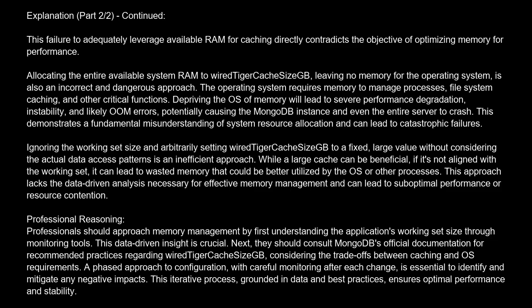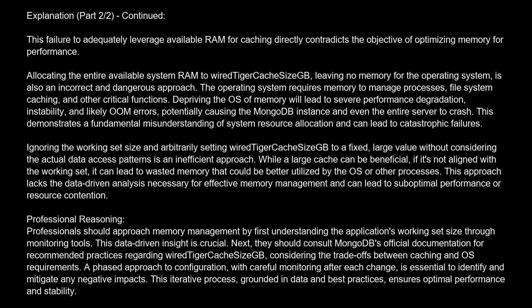Ignoring the working set size and arbitrarily setting wiredTigerCacheSizeGB to a fixed, large value without considering the actual data access patterns is an inefficient approach. While a large cache can be beneficial, if it's not aligned with the working set, it can lead to wasted memory that could be better utilized by the OS or other processes. This approach lacks the data-driven analysis necessary for effective memory management and can lead to suboptimal performance or resource contention.